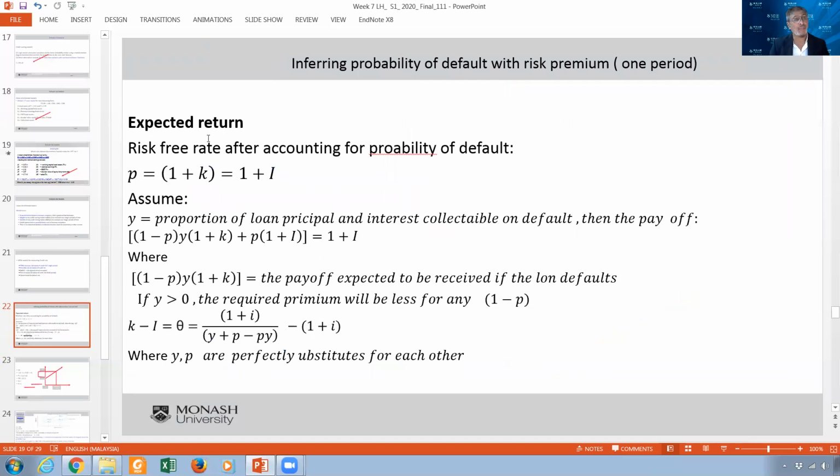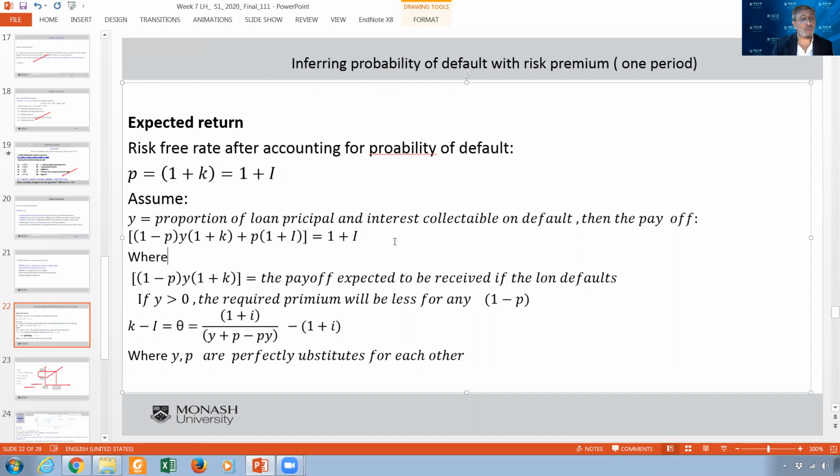So coming back, the expected return is: probability of payment times (1 plus K) should equal 1 plus I. Now assume we enter a new issue, which is what we call collateral. If we have a collateral, then the payoff will be the probability of defaulting times the collateral times (1 plus K), plus the probability of payment. This is the probability of payments. This is the probability of defaulting.